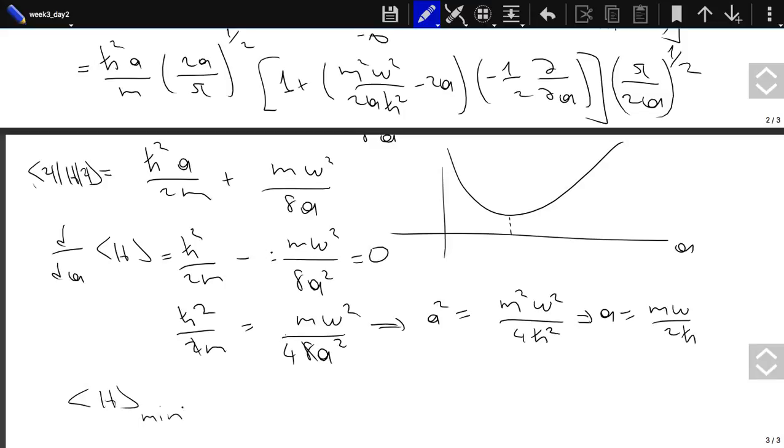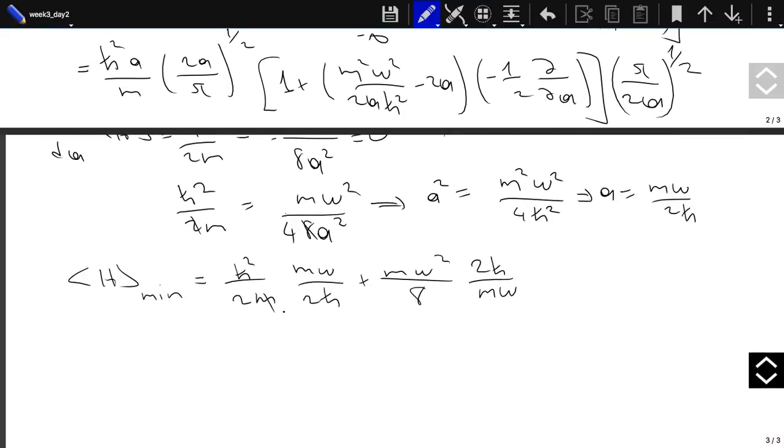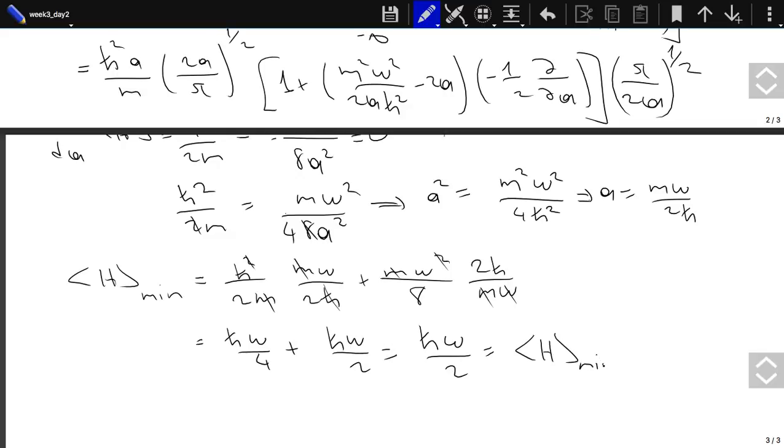So H min is equal to h bar squared over 2m. A is m omega over 2h bar, plus m omega squared over 8 times 2h bar over m omega. The m's cancel, one h bar cancels. Again, m's cancel, one h bar cancels. So we have h bar omega over 4 plus h bar omega over 4, which is h bar omega over 2. In fact, this is the exact value.